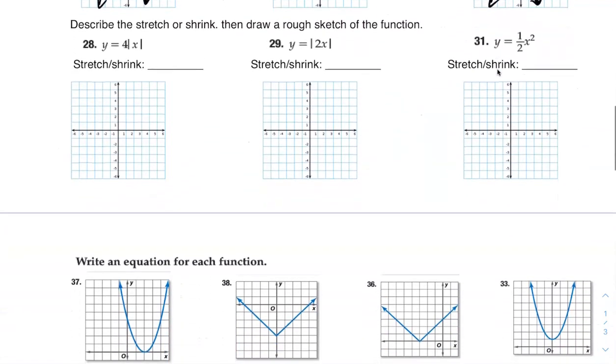Stretches and shrinks. Okay. So, as we talked about in the video, the 4 is on the outside, so you follow what it says. If you multiply something by 4, it gets bigger. So it's a stretch. It's on the outside, so it's a vertical stretch of 4.